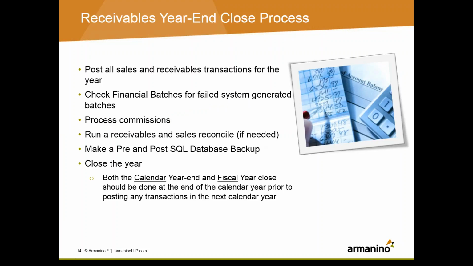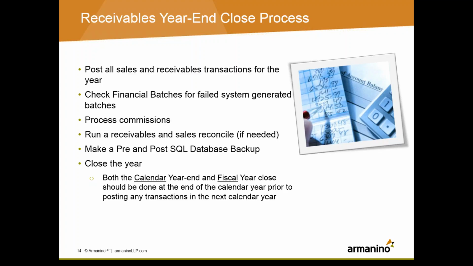Going on into the process for the receivables close, you want to make sure that you have all sales and receivables transactions posted for the year. You do want to check financials batches for batches that have failed, and these are usually system-generated batches, so they will be replaced with maybe the RM or SOP batch. It won't have the original batch ID listed, so do check those and make sure that those are posted as well. You also want to make sure that you process commissions.